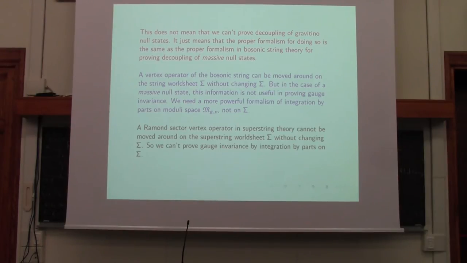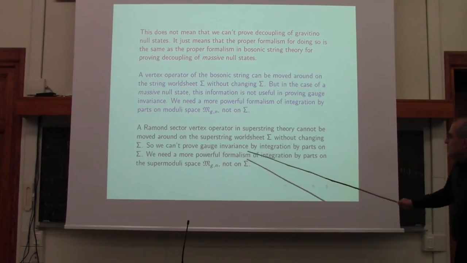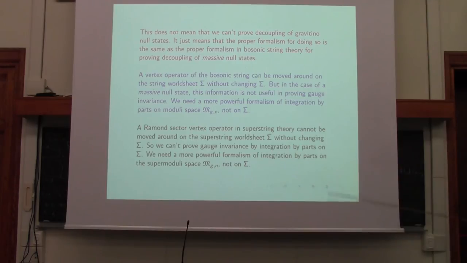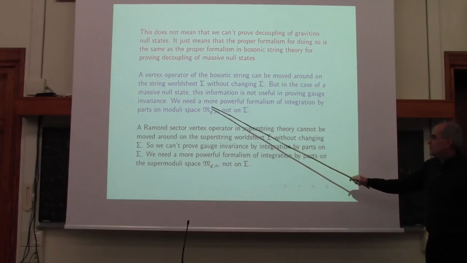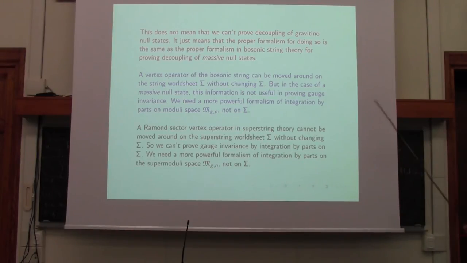So we can't prove gauge invariance by integration by parts on Sigma. That kind of matches the second sentence, although the reasoning was different, because the first sentence was different. But the third sentence is the same, except for the fonts. We need a more powerful formalism of integration by parts on the supermoduli space, not on Sigma. This was meant to be a different font for moduli spaces versus supermoduli spaces. I tried to fix the fonts this morning, but I messed up on that one.